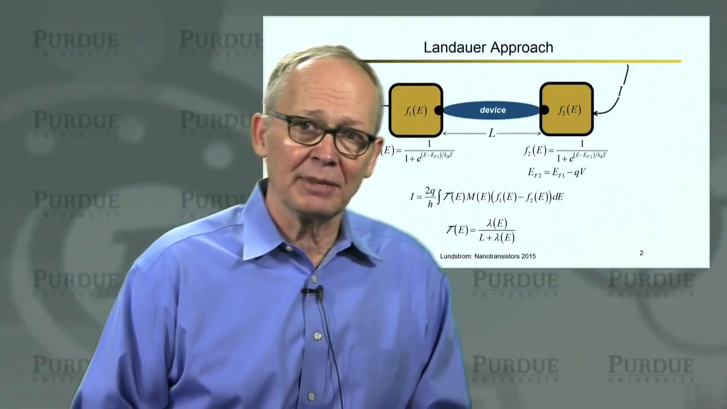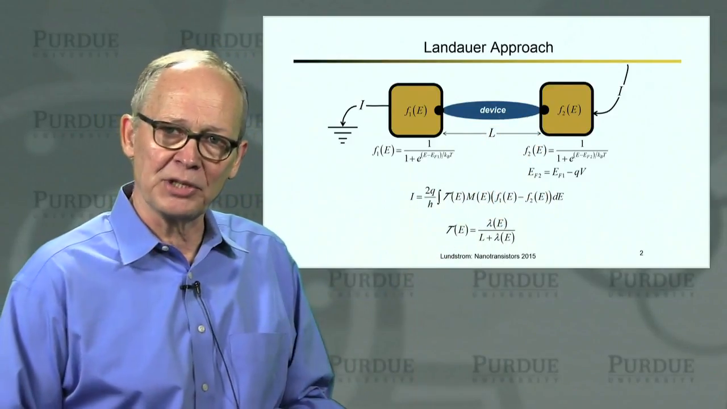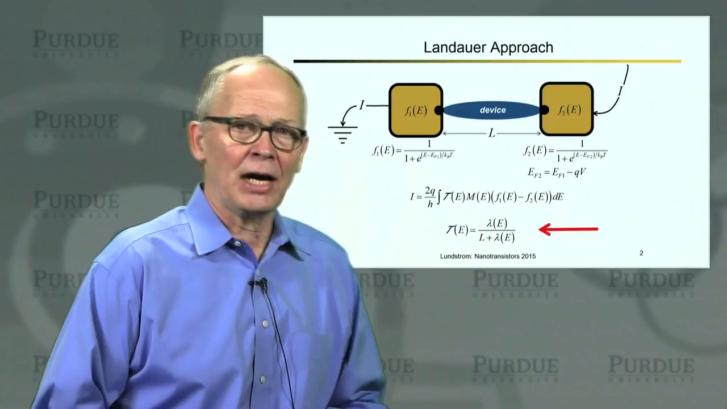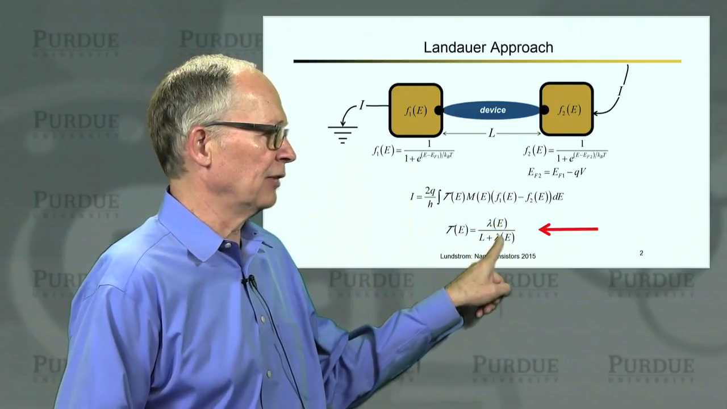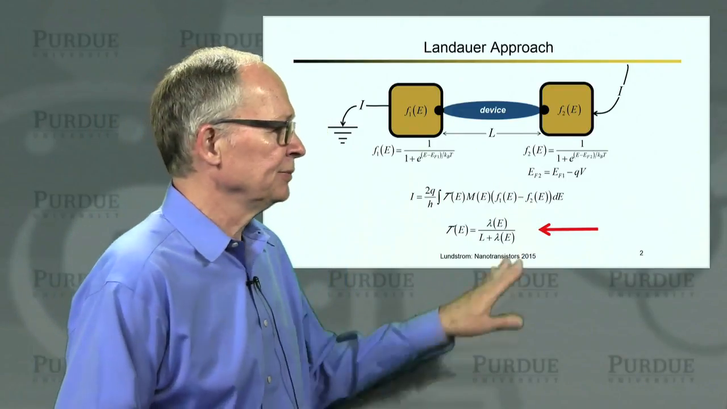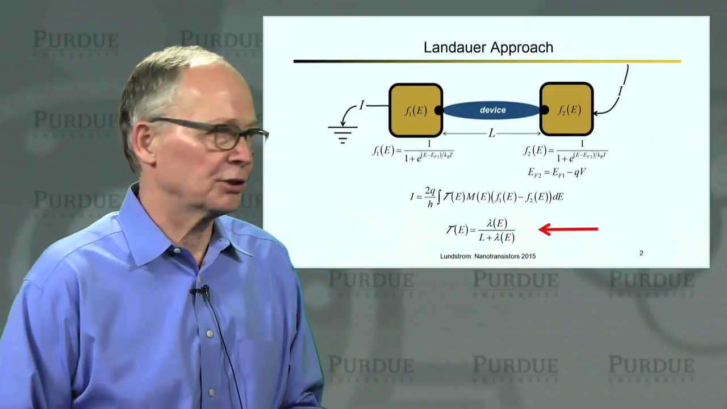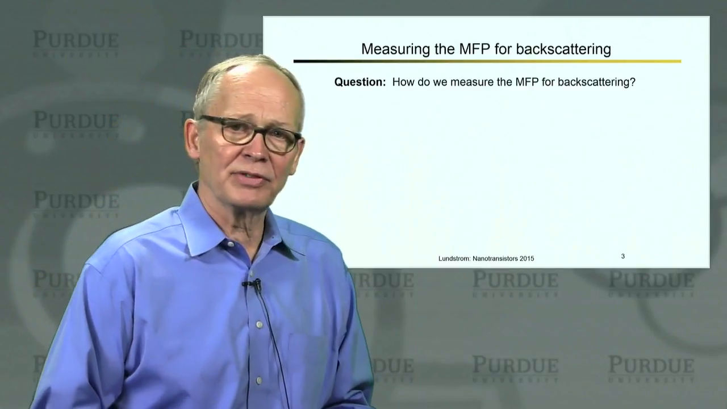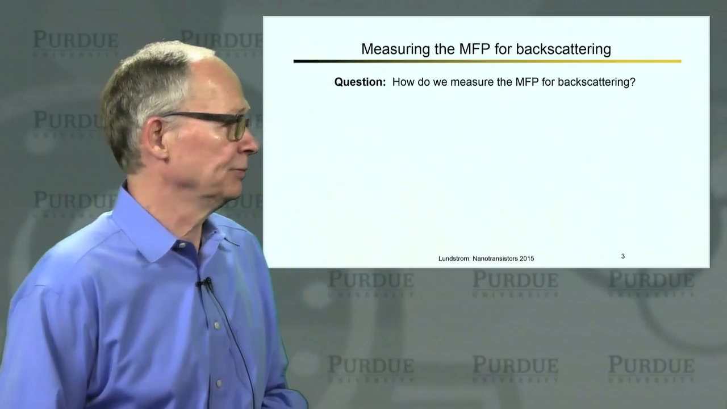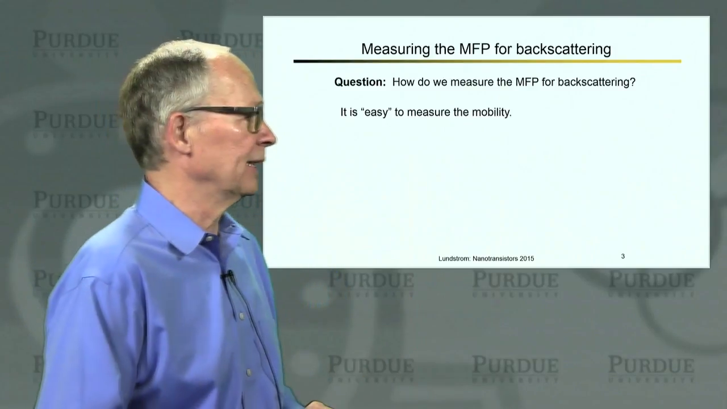We have been talking about this Landauer approach that we want to develop into a general transmission theory for the MOSFET. We saw in the last lecture how we can relate transmission to mean free path for backscattering. This is the expression that we will use when we derive the transmission theory of the MOSFET beginning in the next lecture. But the question for this lecture is, how can we measure this mean free path for backscattering? So we know if the channel length is long or short compared to the mean free path.